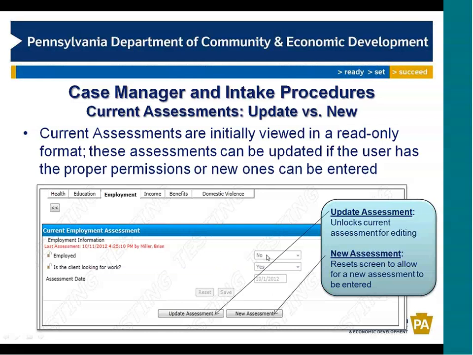So, if you made a mistake, if you associated the wrong information to the wrong client, you come in, hit update, make whatever changes you want, and hit save again. These will become enabled, and the new information will be saved. Now, if you hit new for the current assessment, it's only available in the current assessment area, the system will clear out the screen and allow you, as we showed before, to enter a brand new assessment.